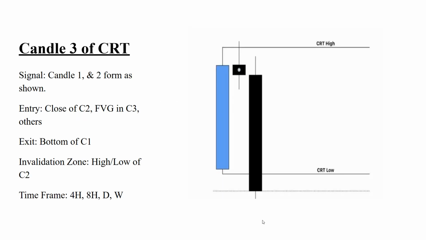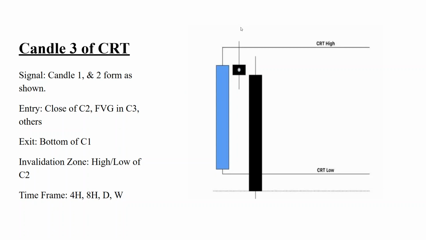So we have the all too familiar candle 3 of the candle range theory, which is this candle right here. The signal to enter this trade will be, you'll see a candle 1 and candle 2 form as shown, this being candle 1, this being candle 2. And your anticipation will be candle 3 to the downside to wipe out everything that candle 1 did. Your entry can be the close of candle 2. So as soon as this candle closes, if you just want to go ahead and hop in, you can.